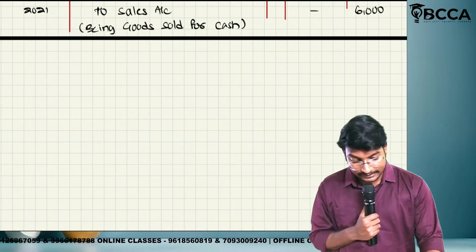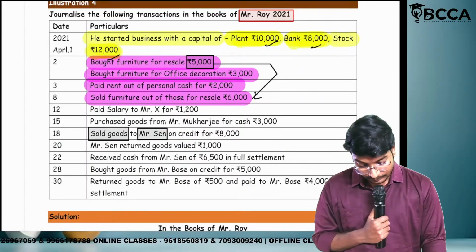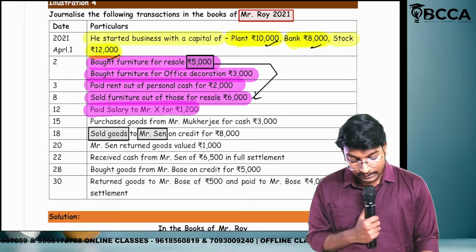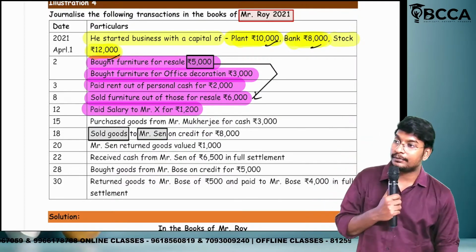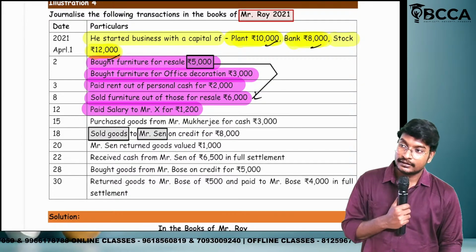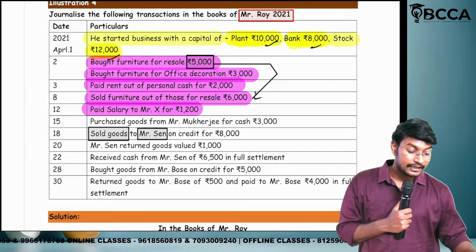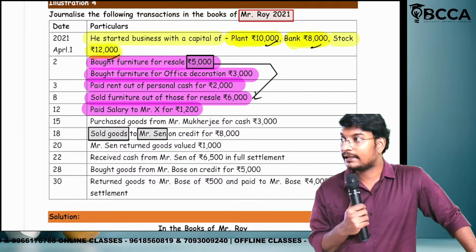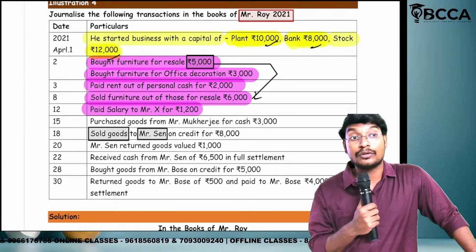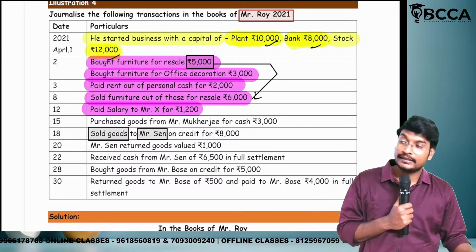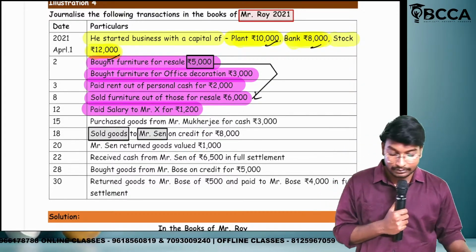What is the next transaction he has given, ma? Paid salary to Mr. X. What is the entry, ma? We already discussed it. Yes or no? Paid salary to Mr. X means what are the two outcomes? Salary and cash. Salary expenditure debit balance increases debit. Cash asset goes out, so decreases credit. So what is the entry we'll get, ma? Salary account debit to cash account.